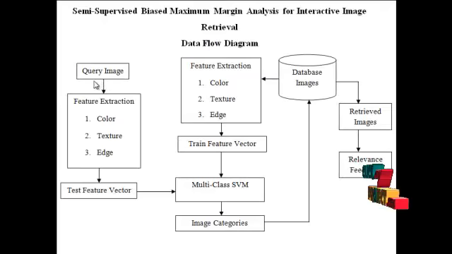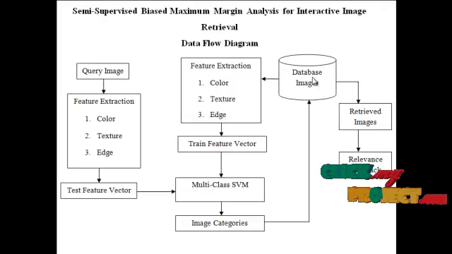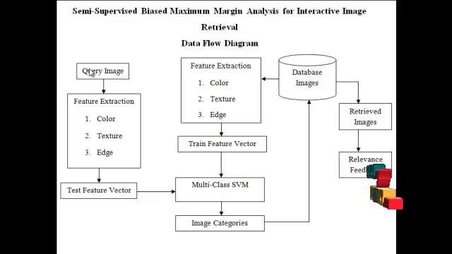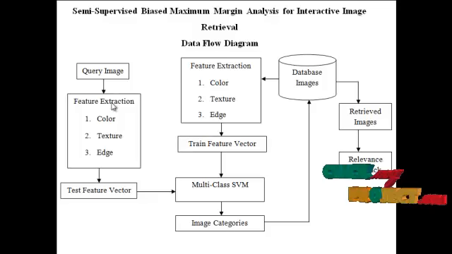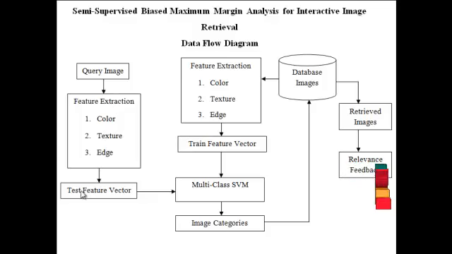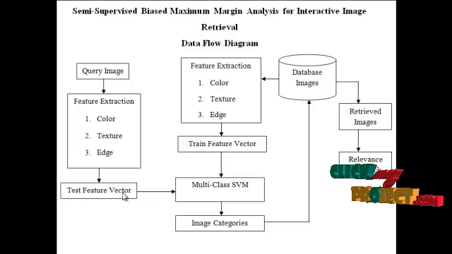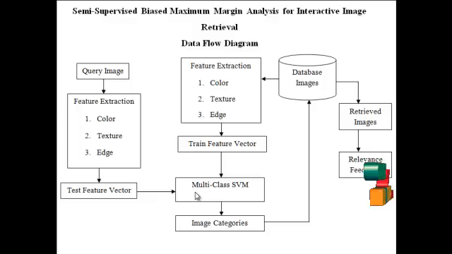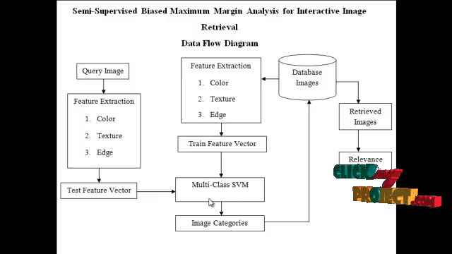Regarding the data flow diagram, this diagram consists of both the training stage and the testing stage. In the testing stage, you will be selecting a query image and extracting the features, namely color, texture and edge features, and you will frame them as a test feature vector. This test feature vector will be subjected to a trained multi-class SVM classifier.